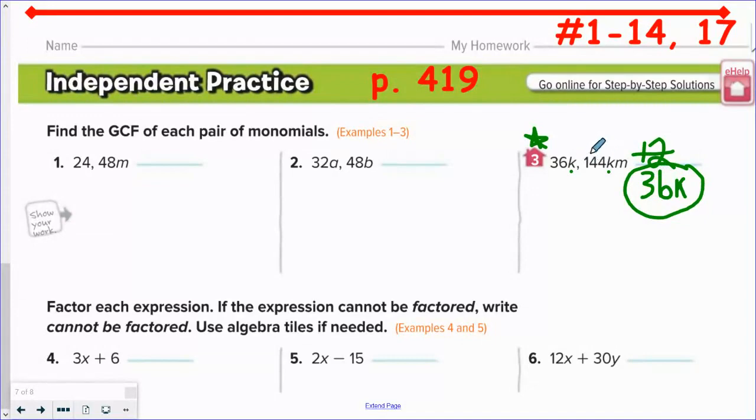When you normally have large numbers like this, it always helps to see, okay, can 36 go into 144? Well, 36 times 4 is 144.